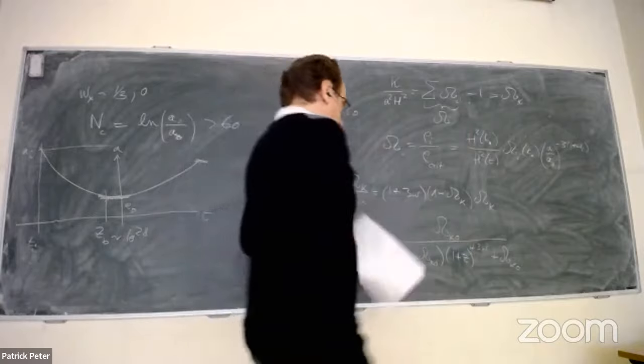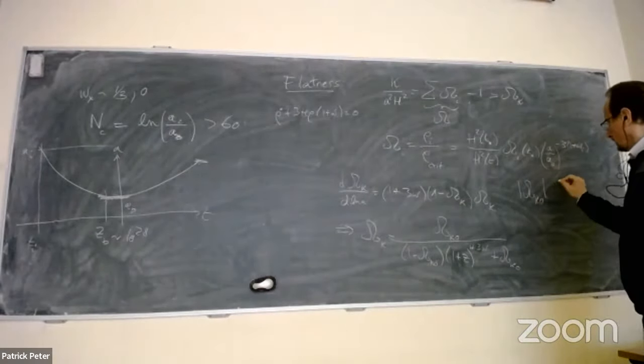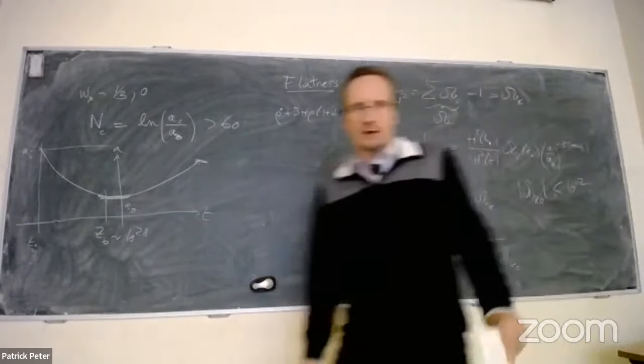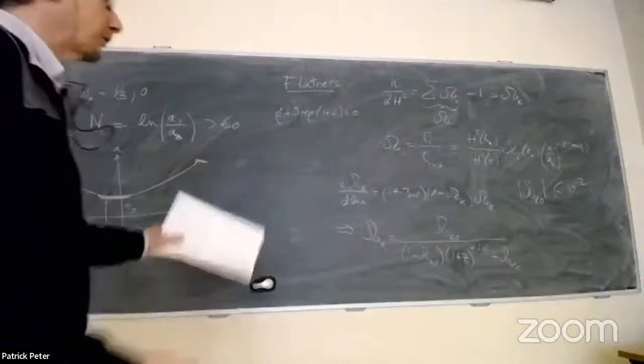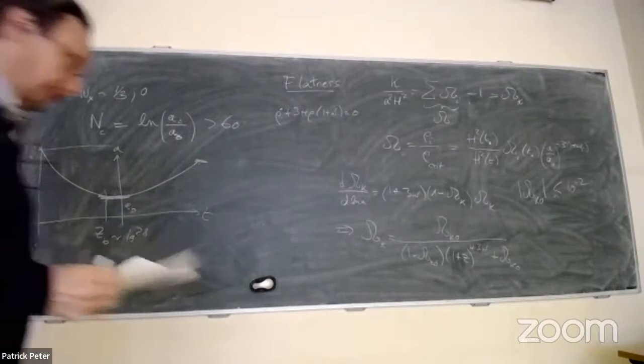And as far as I know, omega k 0 is constrained to be less than, say, 10 to the minus 2. I will give only rough numbers here. It's not the point of doing precision cosmology at this stage. It's just to understand the ideas and the issues.